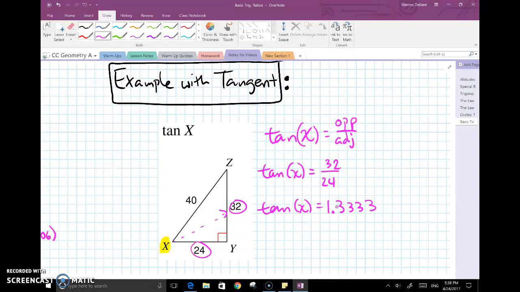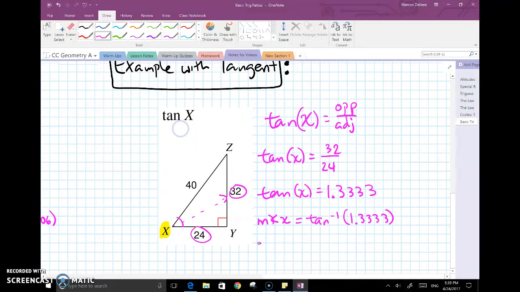At this point, if they only want the ratio for the tangent of x, you're done. But I want to take this one step further and actually get the measurement of this angle, x, right there. And that would involve using the inverse tangent of 1.3333. So doing that would give me 53.1 degrees. So the measurement of angle x is equal to 53.1 degrees. And with that, we are finished.